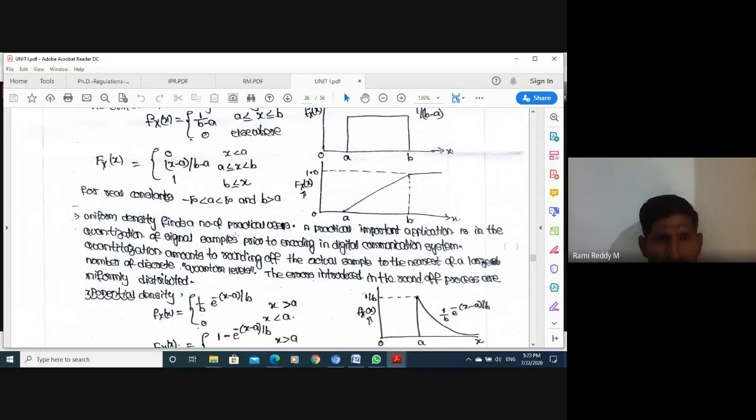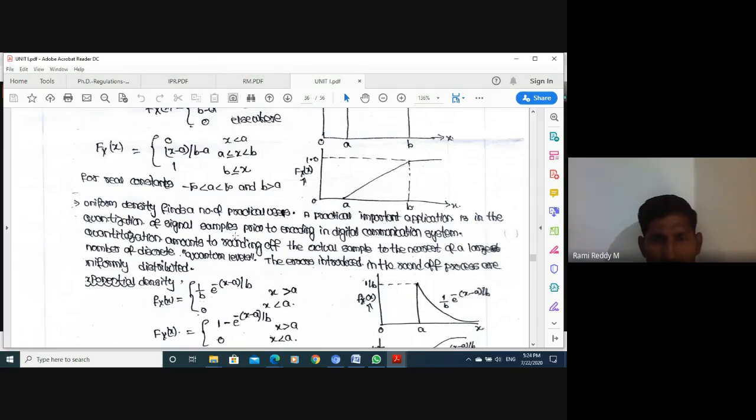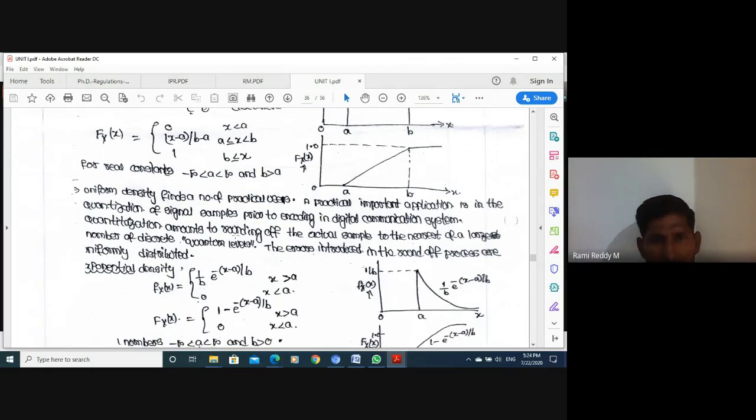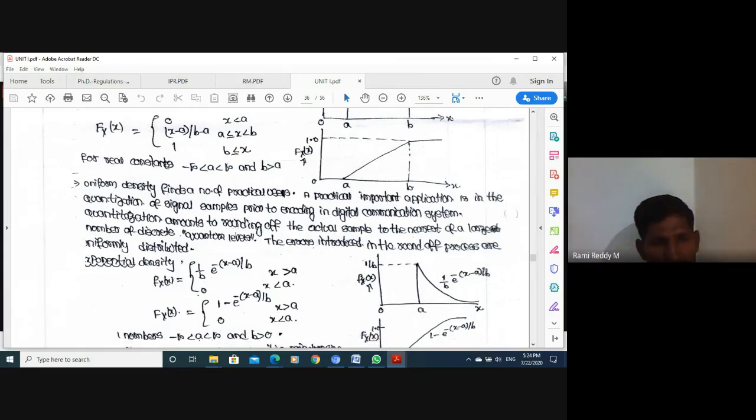The uniform density function finds practical uses. An important practical application is in the quantization of signal samples prior to encoding in digital communication systems. Quantization amounts to rounding the actual sample to the nearest of a large number of discrete quantum levels. The errors introduced in the round-off process are uniformly distributed.